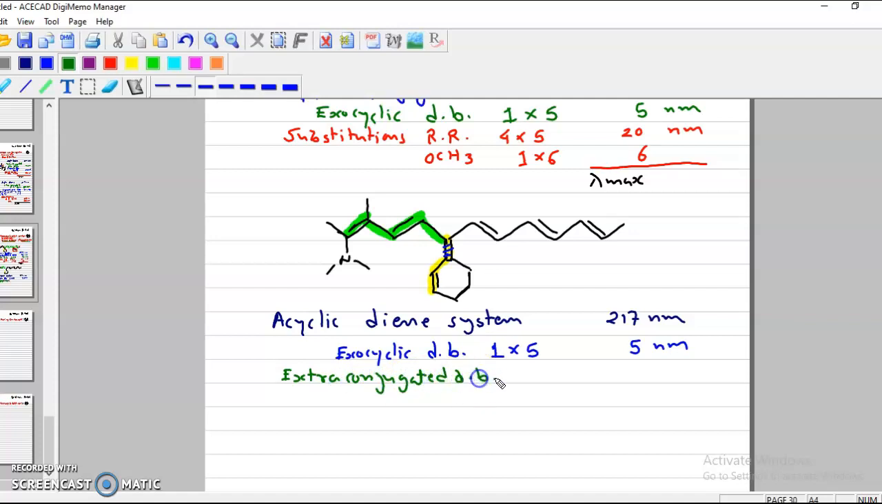These are part of the system, but the extended system. In the green patch you will see two extra conjugated double bonds. So for each one we will add 30, so 60 nanometer for the extra conjugated double bonds. Now, substitution.